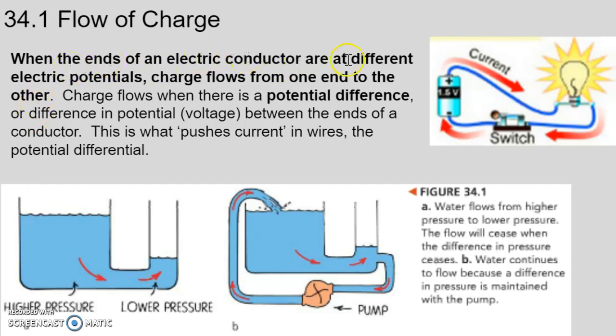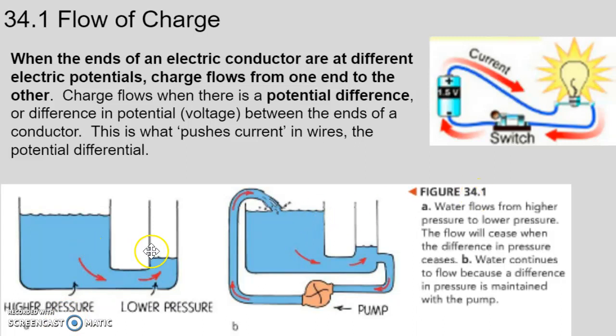When the ends of an electric conductor are at different electric potentials, the charge flows from one end to the other. Charge flows when there's a potential difference, as provided here by the battery, or the difference in the potential, what we'll call voltage, between the ends of a conductor. This is what pushes current in wires, the potential difference. So the greater the voltage, the greater the amount of current you're going to get flowing through a circuit.